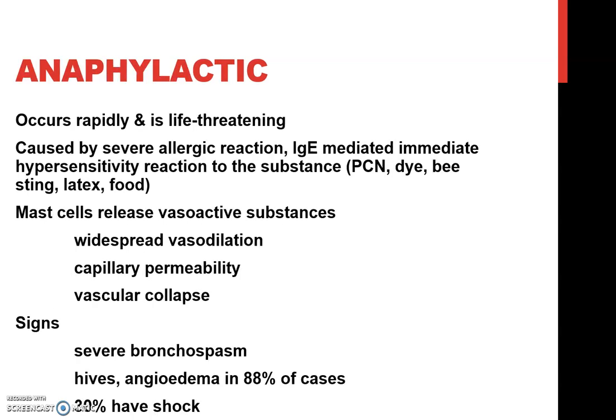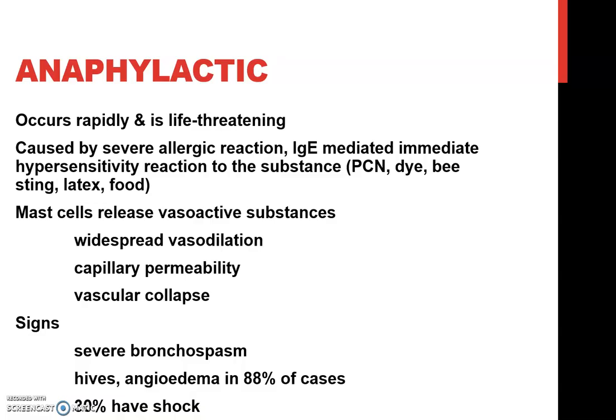And then we have the other type of distributive shock, anaphylactic shock. It can occur rapidly and is life-threatening and is caused by a severe allergic reaction. It's IgE mediated, an immediate hypersensitive reaction to a substance, whether it's an antibiotic, dye, bee sting, latex, or food. What happens is the mast cells release vasoactive substances, causing widespread vasodilation and capillary permeability. So then you have your fluid shifting from your vascular space out into your tissues, and you have vascular collapse.